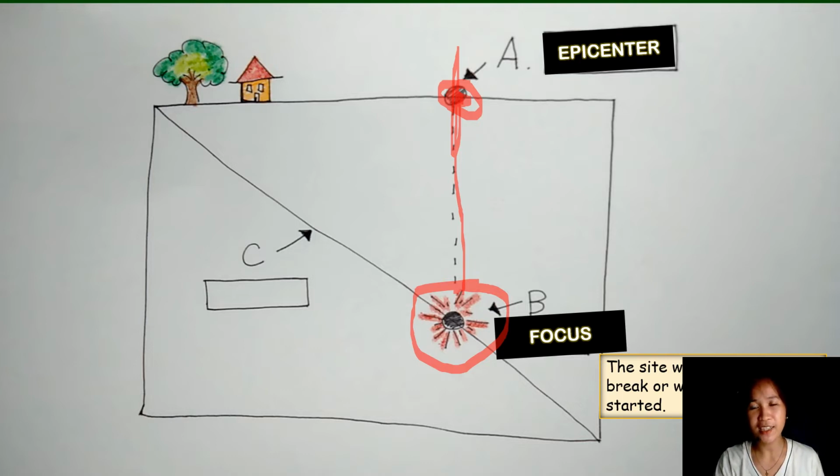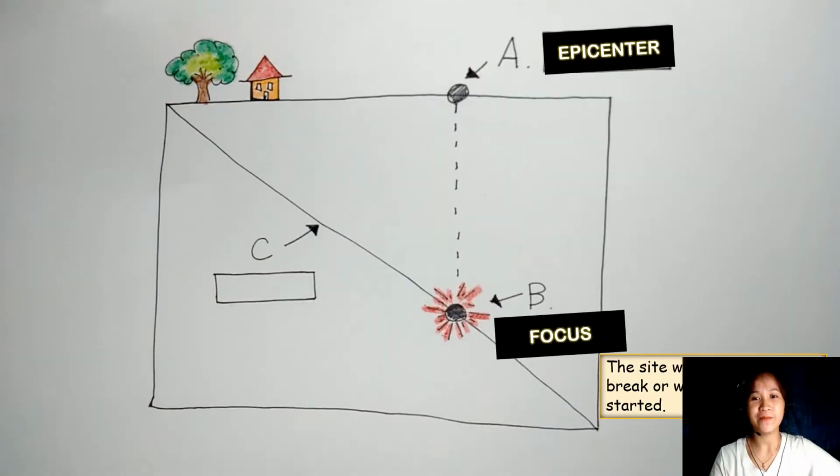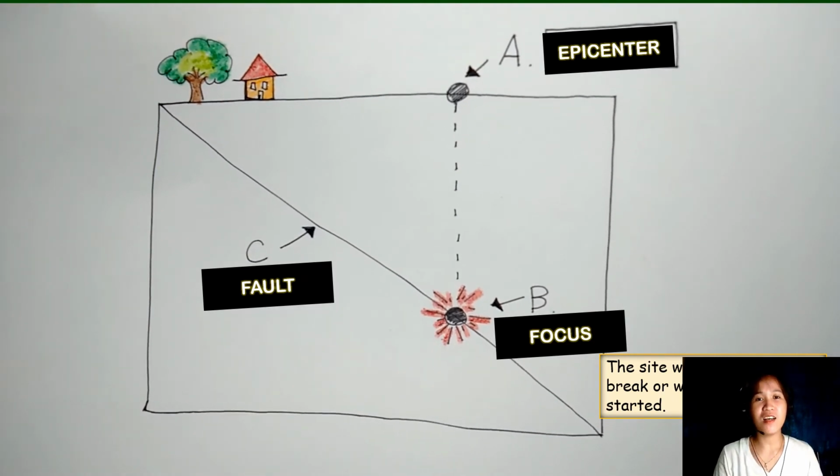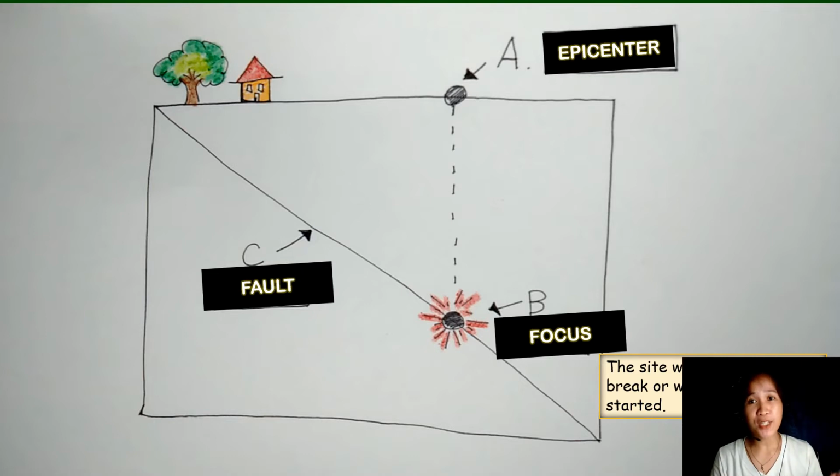Next. What is being represented by point C? Do you have any idea? Okay, so ayan na guys, nag-next na siya. Now we are at point C. What is being represented by point C? What's your answer? Okay, that is fault. So aside from plate boundaries, earthquakes are also generated from zones with weak rocks known as faults. These are cracks or breaks in the Earth's surface.